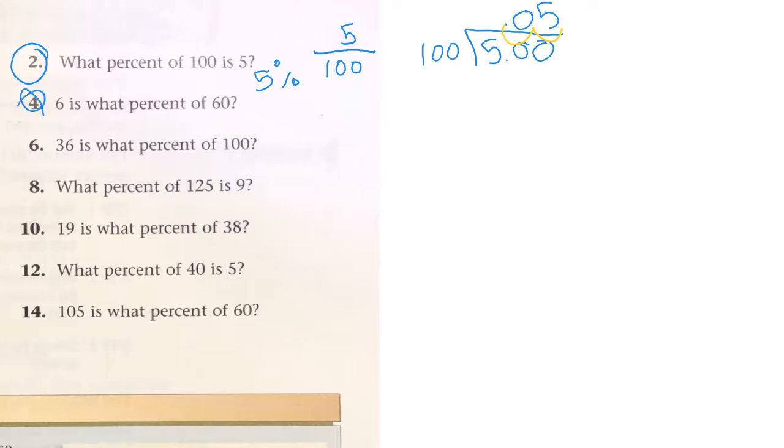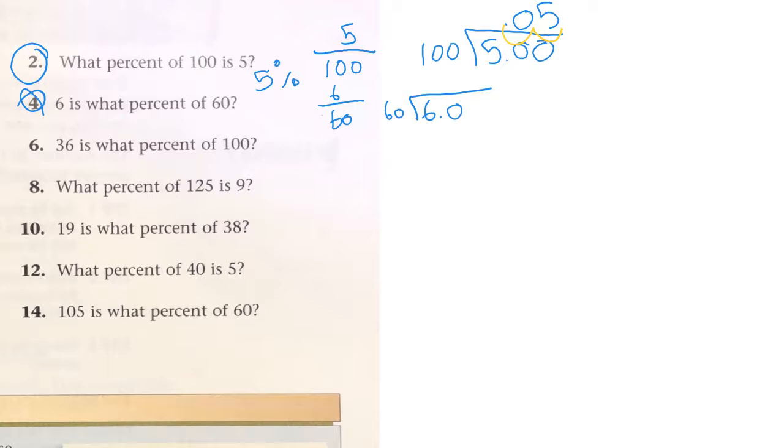Let's take a look at number 4. 6 is what percent of 60? Of has 60 after it, so it goes on bottom. And the 6 is the part, so that goes on top. The number on top goes in the box. The number on bottom does the dividing.